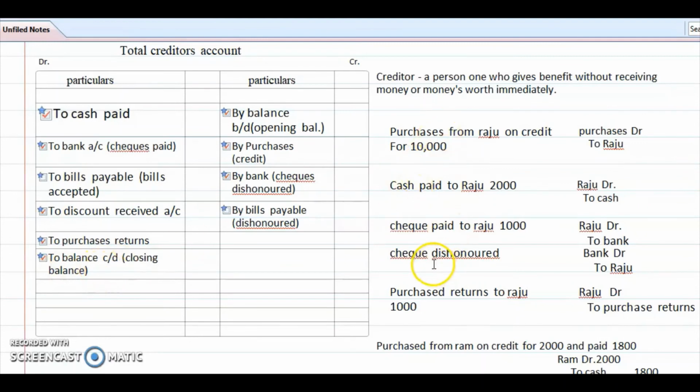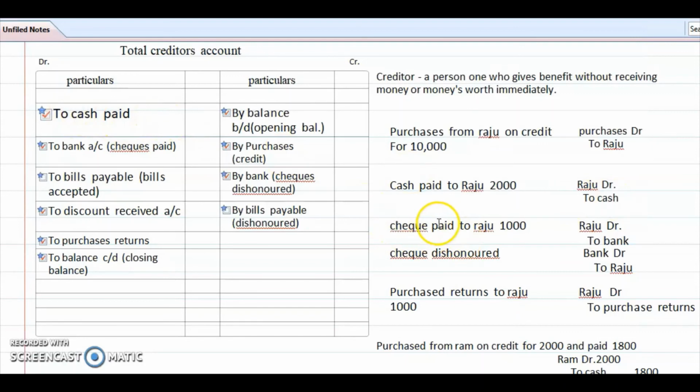So let us discuss one by one. Purchases from Raju on credit. Credit purchases means what entry will you make? Purchases account debtor to Raju account. Raju is the creditor, so we will not write the Raju account on the credit side. The other account is purchases account, which is on the debit side. That's why we are writing by purchases on the credit side. Then the next entry, cash paid to Raju. Raju account debtor to cash. Raju is a creditor. To cash is the other account, it is on the credit side. That's why we are writing it on the debit side of the creditors account.